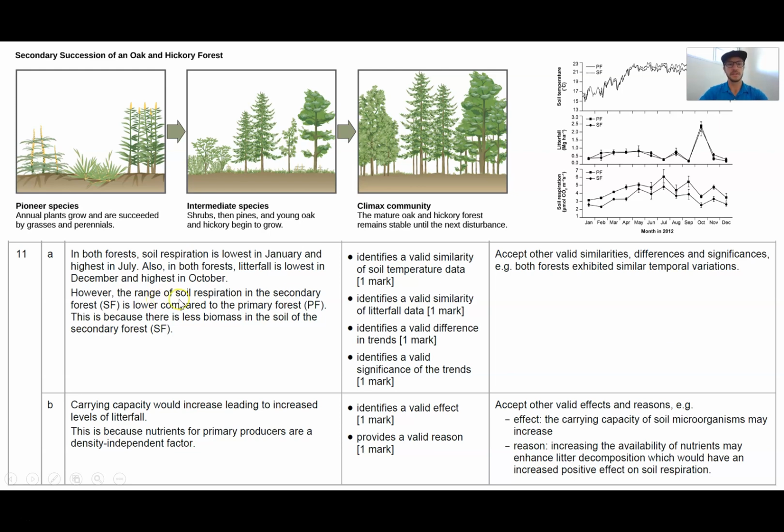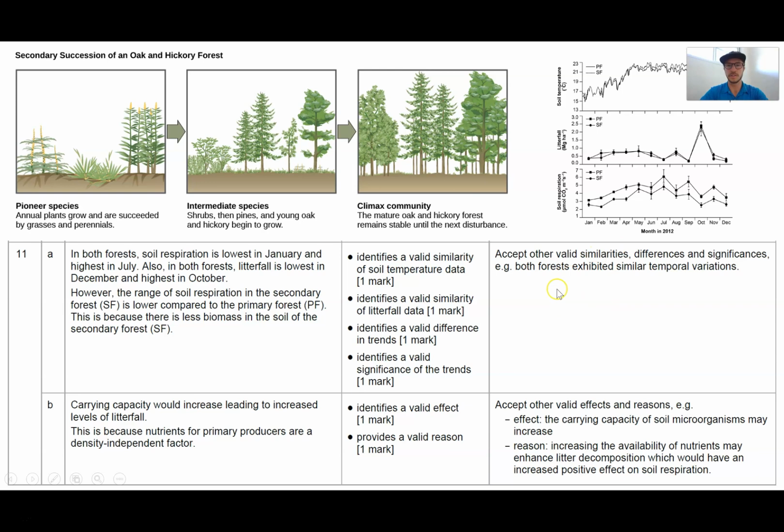However, the range of soil respiration in the secondary forest, so that's represented by the circles, is lower compared to the primary forest. Why could this be? Go back to this picture here. Well, in a primary forest, there is more biomass, there is more matter living around the soil and in the soil compared to a secondary forest. So you would expect a higher level of soil respiration, therefore, in a primary forest.